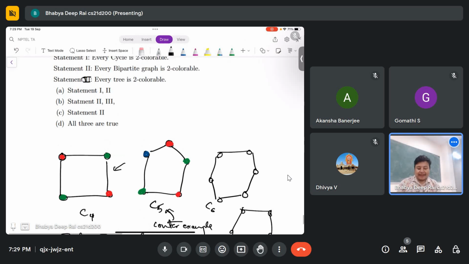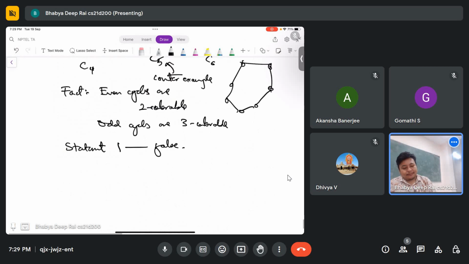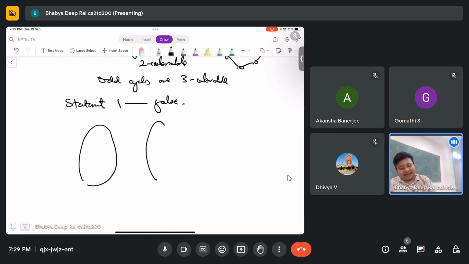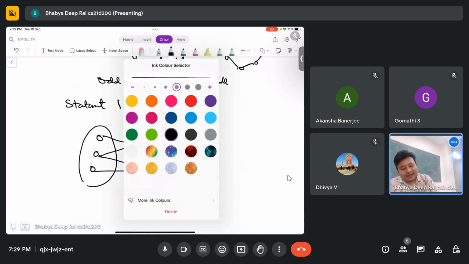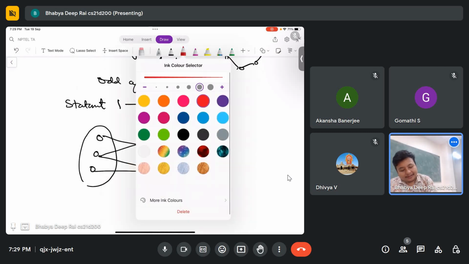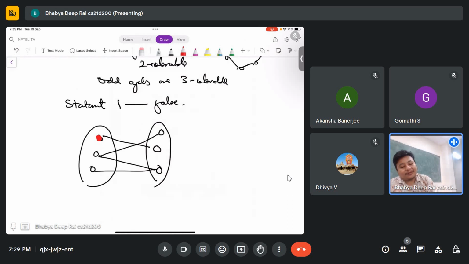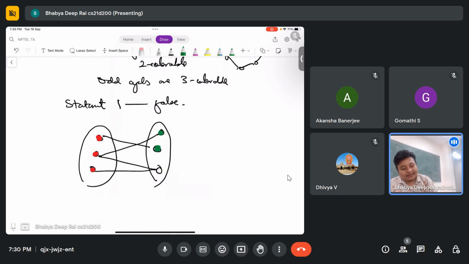Okay, now let us look at statement 2. Every bipartite graph is 2 colorable. Now in a bipartite graph, I can create 2 partitions of vertices, let's say like this. This is an example. Well, here you can actually conclude it easily that this is indeed two colorable, because I can color all the vertices in the left with one color and all the vertices in the right with the other color.